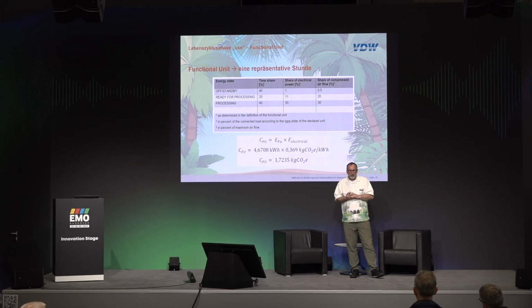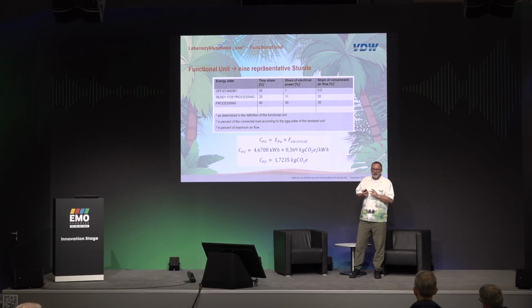If it's off and in standby, it's 40%, and if it's ready for processing, it's 20%, and 40% of the time it will actually be producing components. If you do the calculations, 40% off standby sounds like a lot, but that's not true. It corresponds to a machine used 6 days a week in a 2-shift system for the entire year. So that's the breakdown of the different operating statuses.